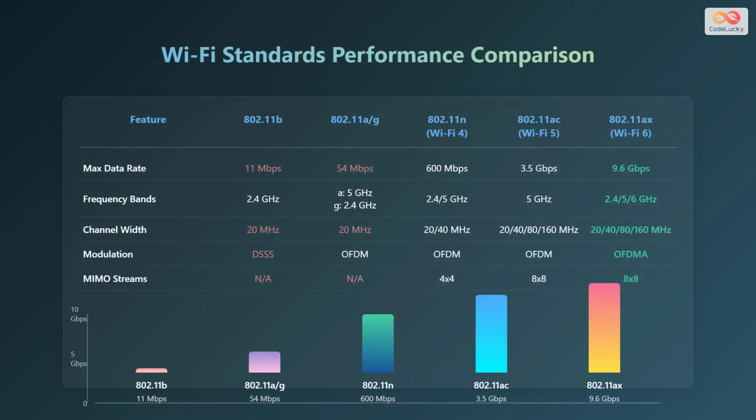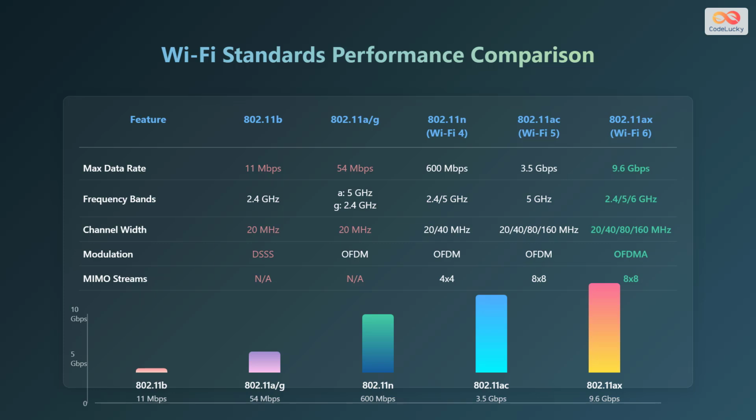Finally, let's compare the performance of different Wi-Fi standards. The 802.11b has a maximum data rate of 11 megabits per second and operates on the 2.4 GHz frequency band with a 20 MHz channel width, using direct sequence spread spectrum modulation, and does not support multiple input, multiple output streams. The 802.11a and g have a maximum data rate of 54 megabits per second. The a operates on the 5 GHz frequency band while the g operates on the 2.4 GHz frequency band, both with a 20 MHz channel width, using orthogonal frequency division multiplexing modulation, and do not support multiple input, multiple output streams.